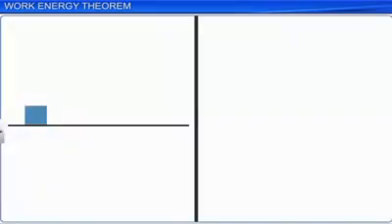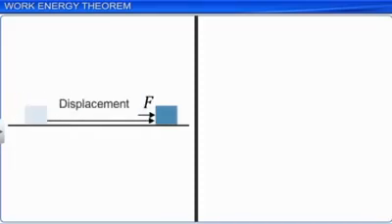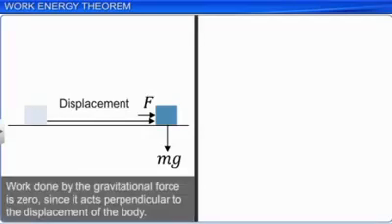Consider a block moved over a horizontal surface. In this case, the displacement is along the horizontal, whereas the gravitational force, which is the weight of the block, acts vertically downwards. Here, work done by the gravitational force is 0, since it acts perpendicular to the displacement of the body.